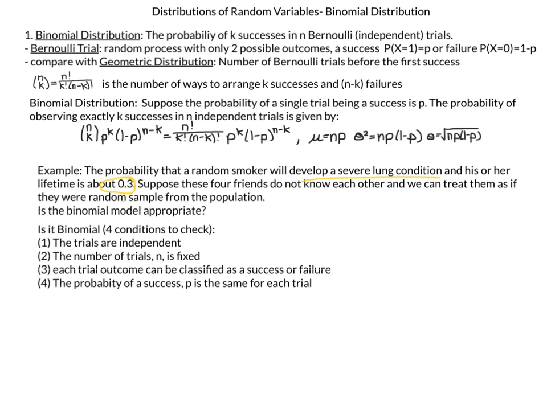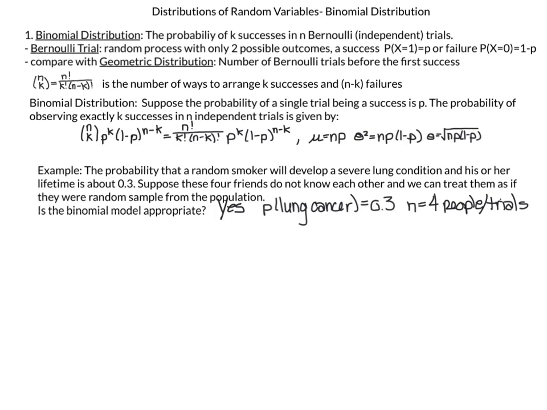So each trial outcome can be classified as success or failure, and the probability of a success, P, is the same for each trial. For each person, they're independent, it's 0.3. So this does look like a good Bernoulli binomial model. And so we'll write down some of the key things. Yes, it's a good Bernoulli model. Our probability of getting lung cancer is 0.3, and there are 4 people or 4 trials.